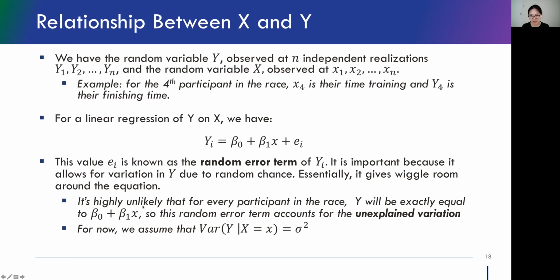It's highly unlikely that y will be exactly equal to beta 0 plus beta 1 times x. So this random error accounts for the unexplained variation in this relationship. For now, we assume that the variance of y once x is given is sigma squared. So that will be the variance of the error as well.